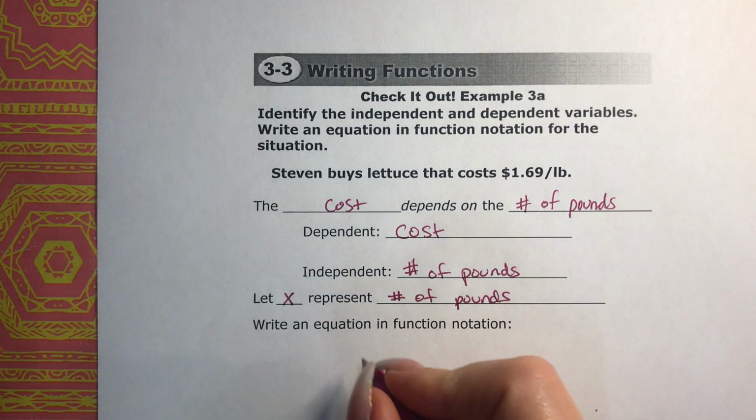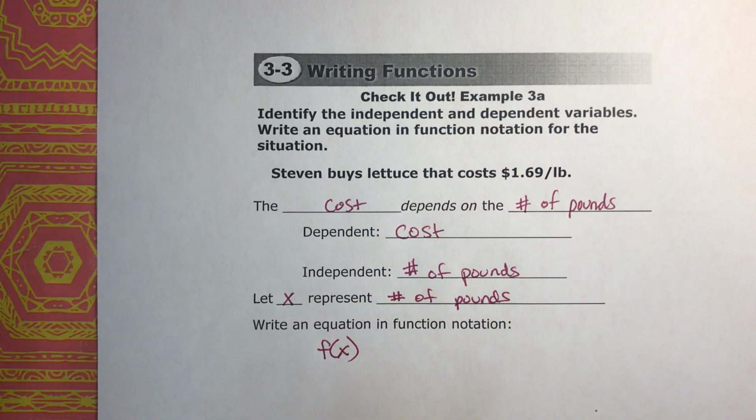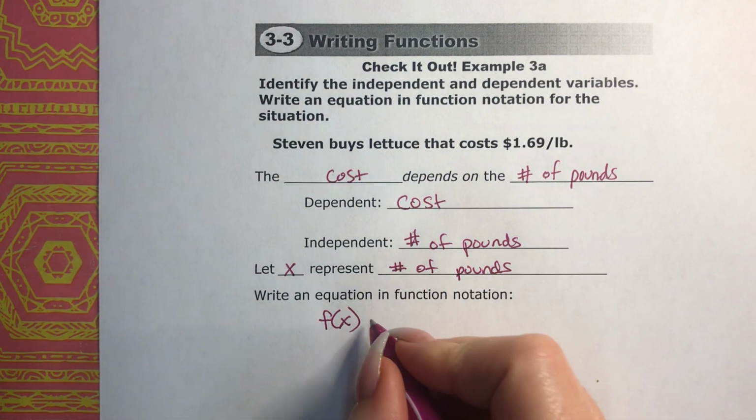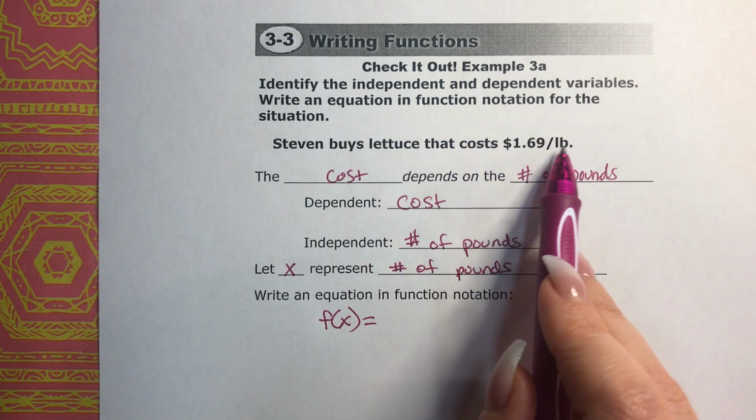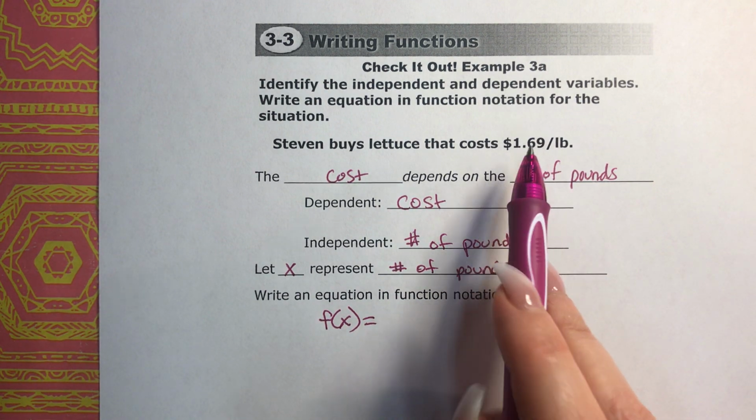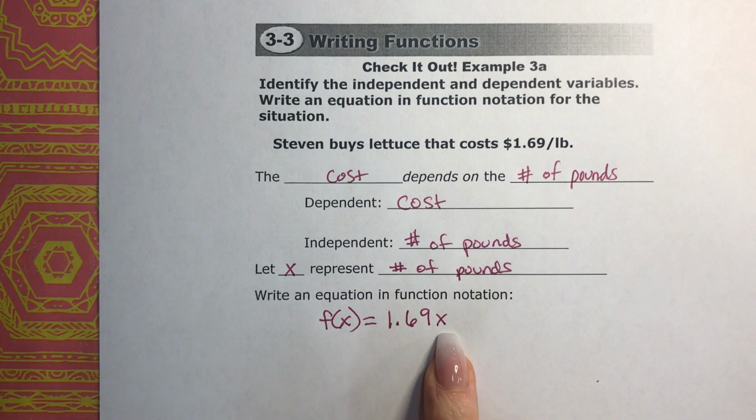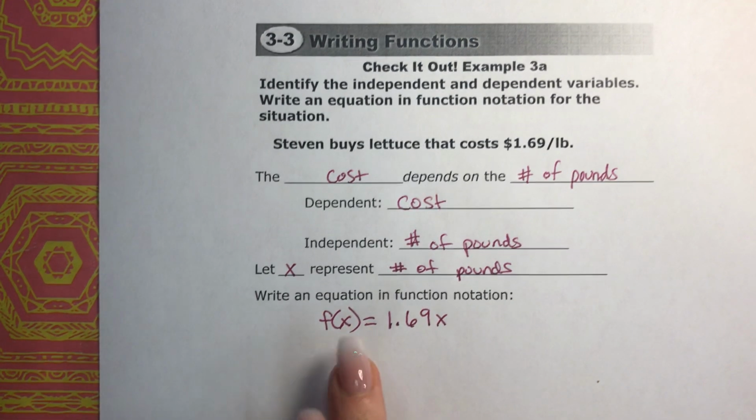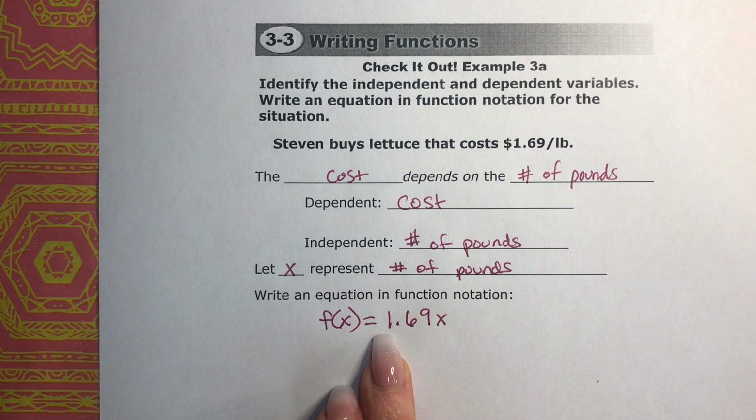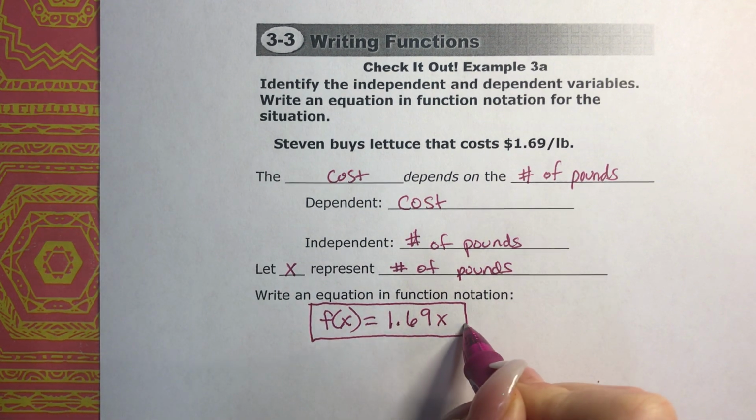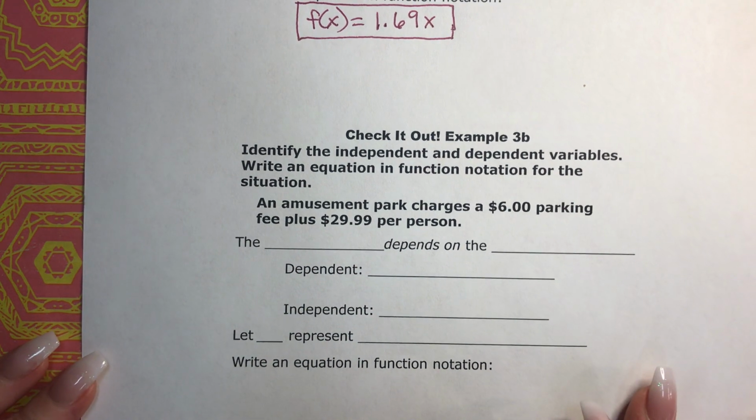And then we just need to write that equation in function notation. So I'm going to use that f of x equals $1.69 per pound, which just means 1.69, and then you multiply that by our variable of x, which represents the number of pounds, and then you'll get the total cost. So if you have f of x equals 1.69 multiplied by x, you have the correct answer. Great job. Okay, let's go on to 3B and see how you did.